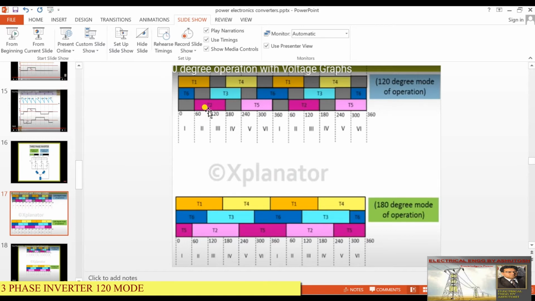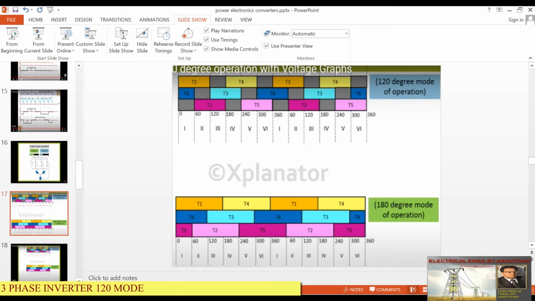You can see in the diagram, this is the phase difference of 120 degrees between the first phase and second phase. And for the third phase, you can see here, after 240 degrees T5 starts conducting. The conduction angle of T3 is 120 to 240 degrees, and for T5 240 to 360 degrees.